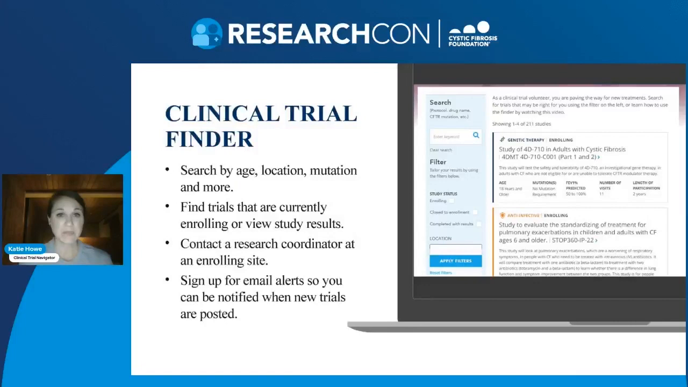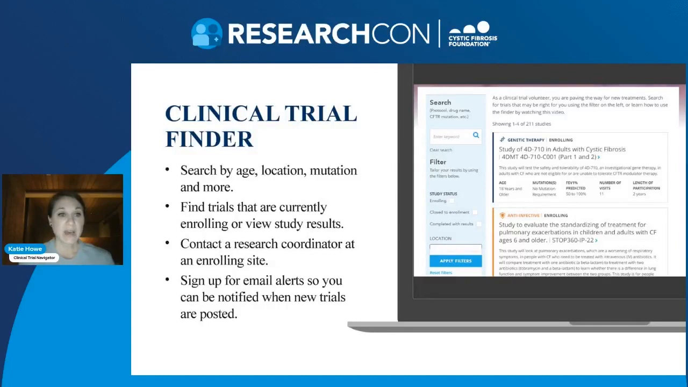Next slide. This is a screenshot of what the Clinical Trial Finder looks like. You can search for trials by age, location, mutation, even how far you're willing to travel, as well as many other filters. You can find trials that are currently enrolling or view study results if they are available. You can contact a research coordinator at an enrolling site to hear more information about the trial that you're interested in.